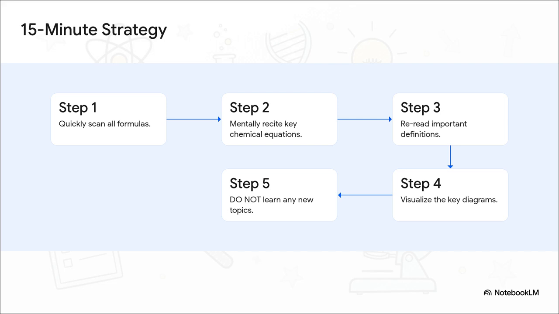In your mind, quickly run through the formulas. V equals IR, F equals MA. Mentally recite a key chemical equation. Quickly review the important definitions. And visualize those key diagrams. But most importantly, step 5. Do not try to learn anything new. This is not about cramming, it's about building confidence by reinforcing what you already know.